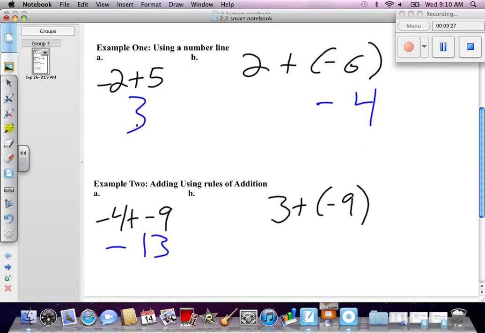Okay, you have $3, but you owe me 9. How much do you owe me? Olivia, who raised her hand? What? Negative 6. Thank you.